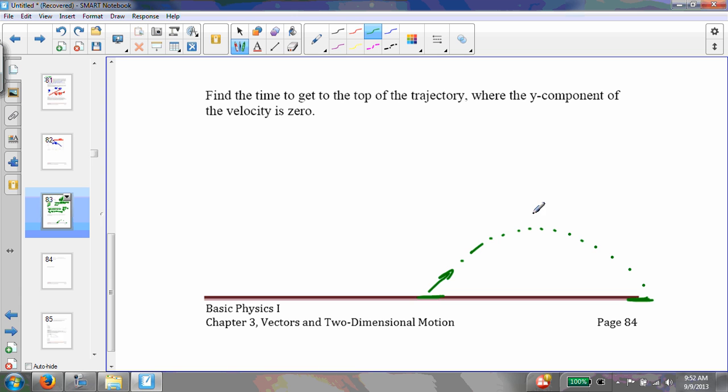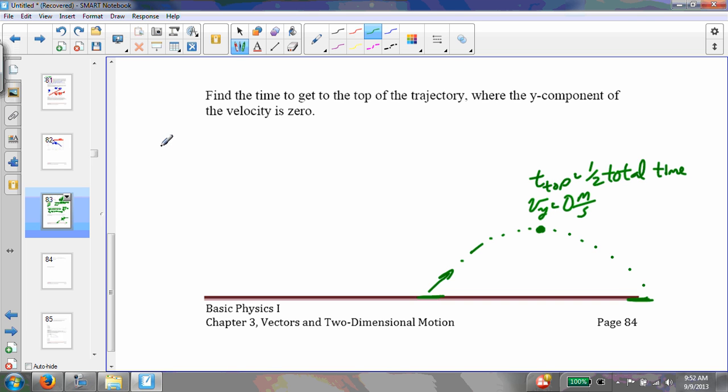I know that the velocity in the x direction is constant, but that the velocity in the y direction varies, and that at the top, the velocity in the y direction is equal to 0 meters per second. It's just like we saw in the last chapter. So I can use that to find the total time. I also know that the time at the top is equal to 1/2 the total time, because this motion is symmetrical. It begins and ends at the same point, so half the time is required to get to the top, and then that same time to get back down to the bottom.